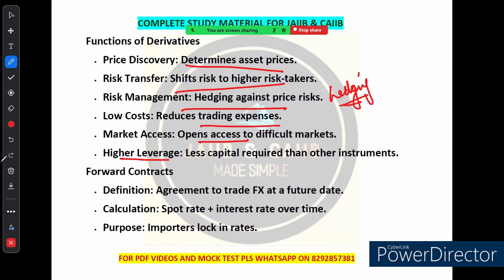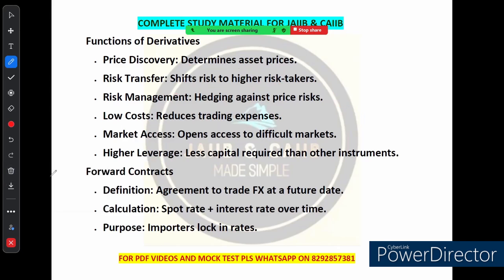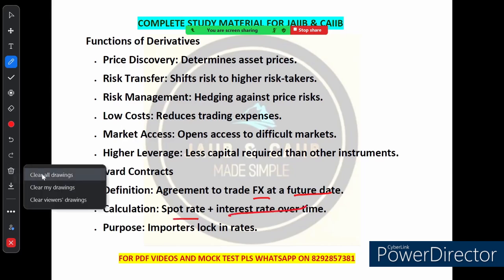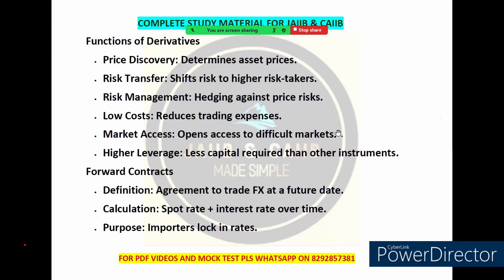Now let's talk about the forward contract. A forward contract is an agreement to trade something, like foreign exchange, at a future date. Importers often use this to lock in the exchange rate. To calculate a forward contract, you first take the spot rate, and then you apply the interest rate over time. The purpose of this forward contract is that importers want to lock in the rate.